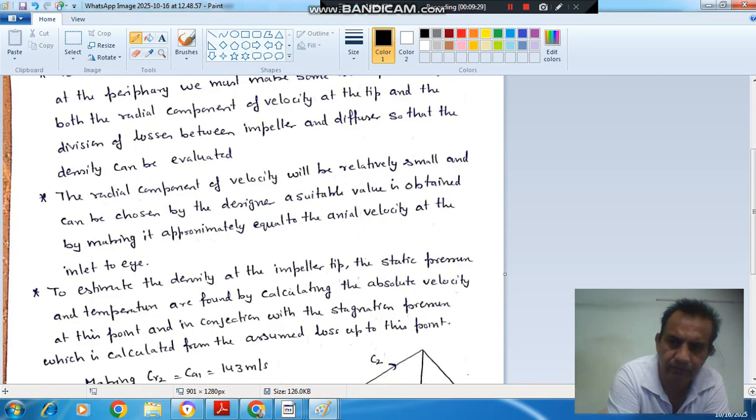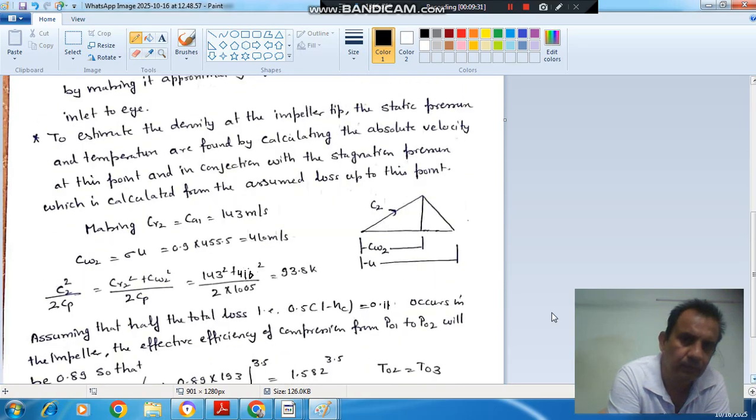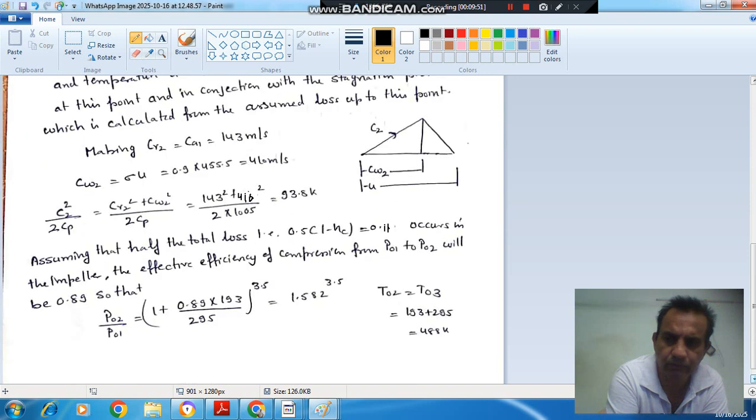To estimate the density at the impeller tip, the static pressure and temperature are found by calculating the absolute velocity at the average point, this velocity in conjunction with the stagnation pressure, which is calculated from the assumed losses up to this point. This part we have. So this is your part C.